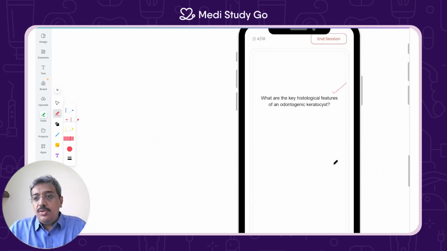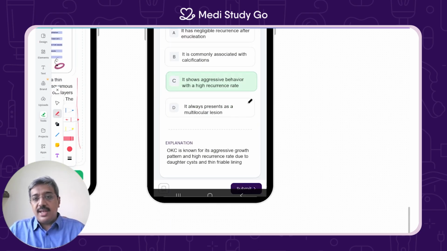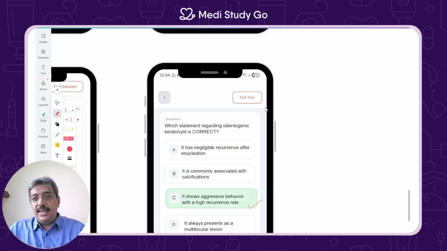Let's answer an MCQ. Which statement regarding an odontogenic keratocyst is correct? It has negligible recurrence. No, it has a very high rate of recurrence, and we gave you the reasons for recurrence. It's commonly associated with calcifications. Not exactly. It shows aggressive behavior with a high recurrence rate. Very true. It shows aggressive behavior because it goes in between the medullary spaces. It always presents as a multilocular lesion, which is wrong because we find unilocular radiolucencies also. So the correct answer here is C.